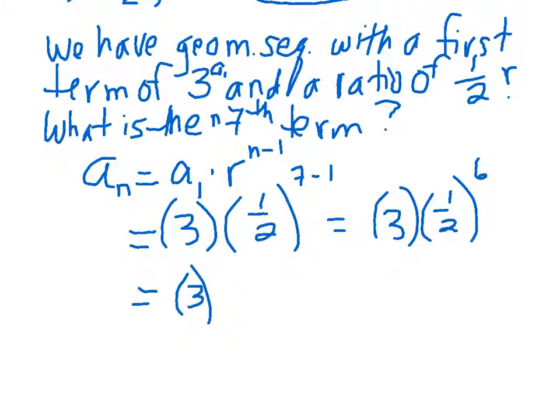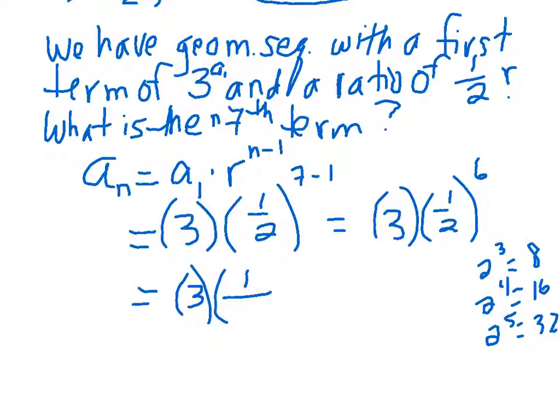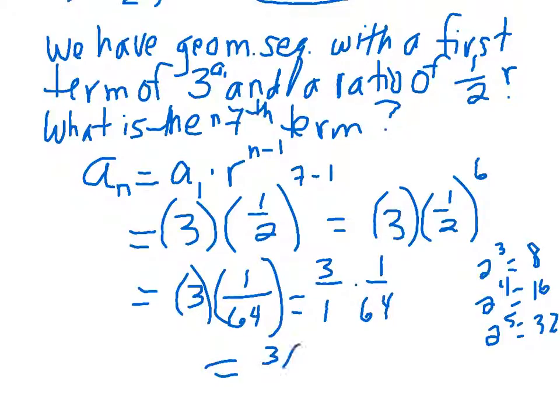1 to the 6th power is 1. 2 to the 6th power, I had this figured out before, but I've forgotten it. So 2 cubed is 8. 2 to the 4th is 16. 2 to the 5th is 32. So 2 to the 6th is going to be 64. And that's the same as 3 over 1 times 1 over 64. So our final answer is 3 over 64.